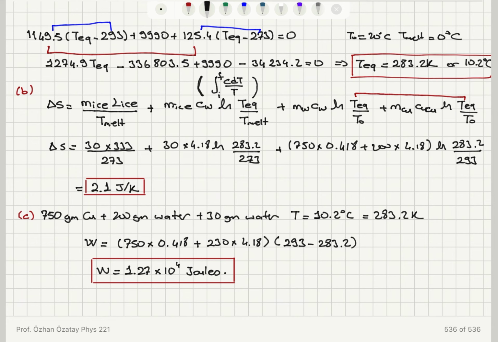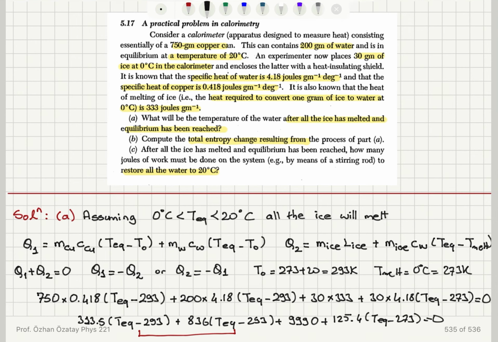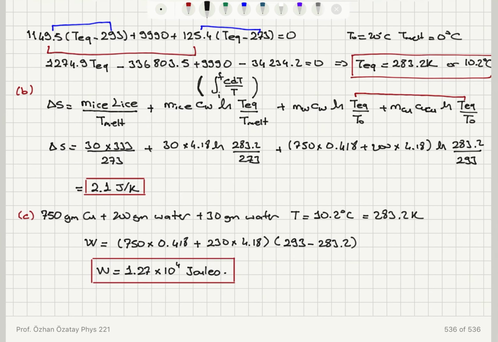And since the whole system is now at 10.2 degrees Celsius, I want to know how much work one has to do in order to increase the temperature back to 20. Then I need the heating: 750 times 0.418 plus 230 grams, that's the total amount of water I have, times 4.18 multiplied with delta T, that gives me the amount of heat I have to provide. So this heat will come from work done on the system. So this is the amount of energy I have to provide to the system. So that will be 1.27 times 10 to the 4 joules.